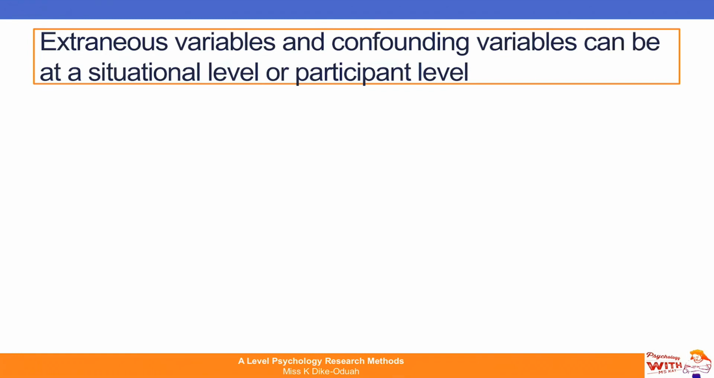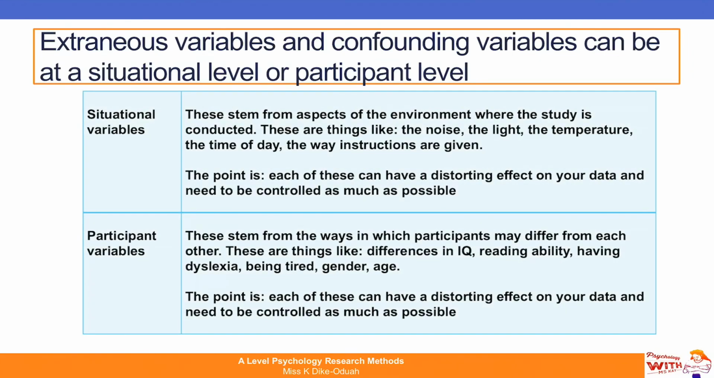So extraneous variables and confounding variables can be at a situational level or a participant level. And the examples that I gave before do illustrate this. So situational variables, these stem from the aspects of the environment where the study is conducted. These are things like noise, the light, the temperature, the time of day, the way instructions are given. The point is each of these can have a distorting effect on your data and need to be controlled as much as possible.